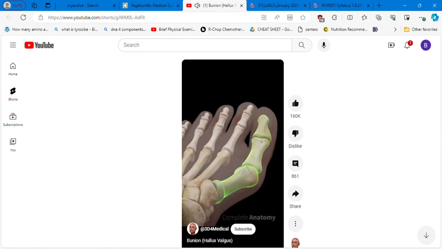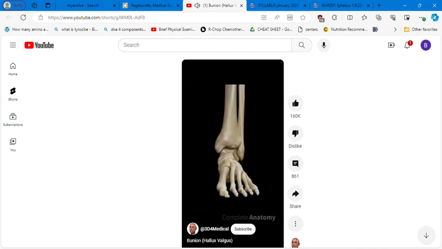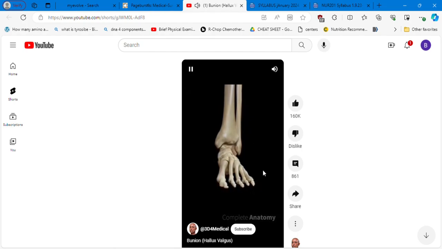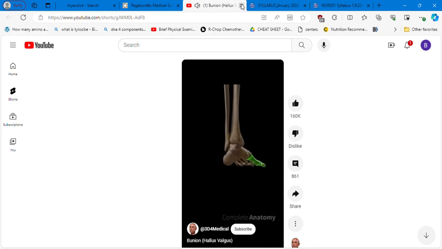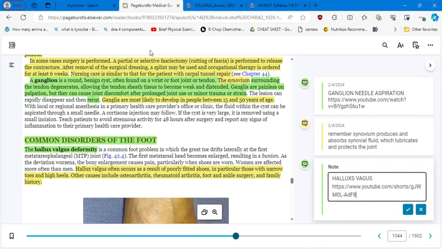Bunions generally develop because of a family history. Then stress on your foot, particularly when wearing tight shoes with high heels, will then bring this genetic predisposition to the forefront. A bunion, medically known as hallux valgus, is a deformity of the forefoot in which the big toe drifts towards the second toe. The first metatarsal head sticks out medially, appearing as a lump on the inner side of the foot. So that was the hallux valgus deformity.